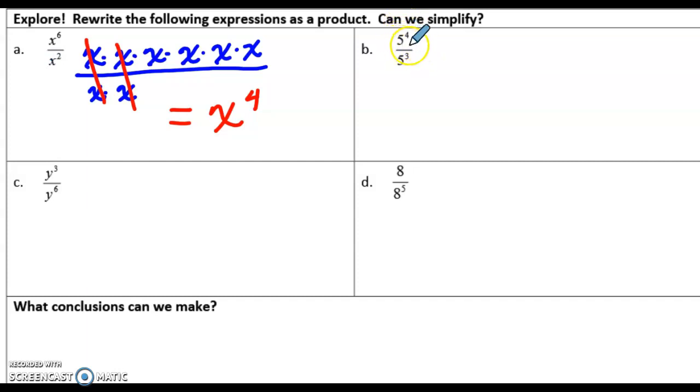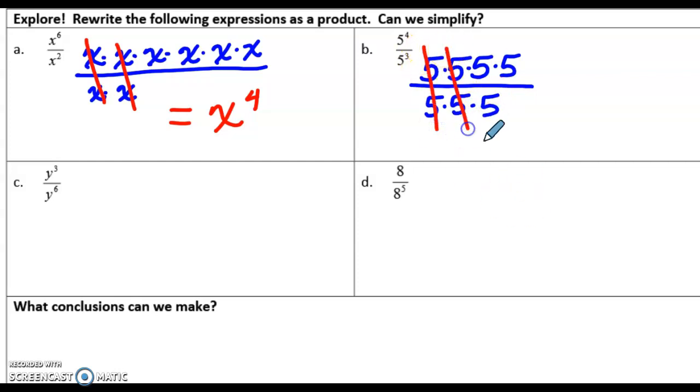Here, notice that the base is actually a number, which is fine. Same thing applies. You have 4 5s on top and 3 on the bottom. And then we're looking for forms of 1. This is a form of 1. That's a form of 1. That's a form of 1. So my answer will be 5 to the 1st, or just 5 is fine. 5 is actually a little bit neater, but 5 to the 1st is equivalent to that.